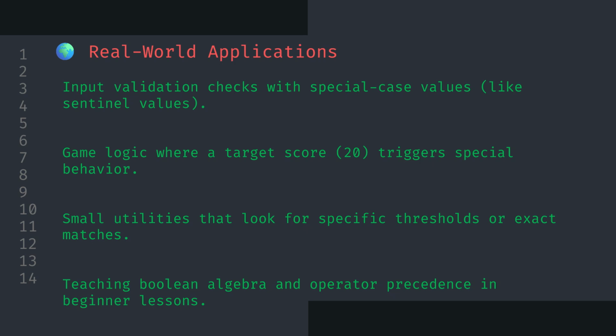This pattern appears when you need to check for a sentinel or target value, like a score threshold in a game or a special command code in input parsing. For teaching, it's a nice exercise in combining multiple logical conditions and understanding short-circuiting evaluation.